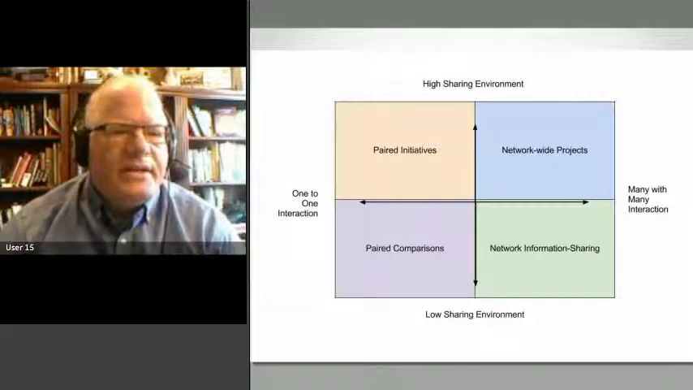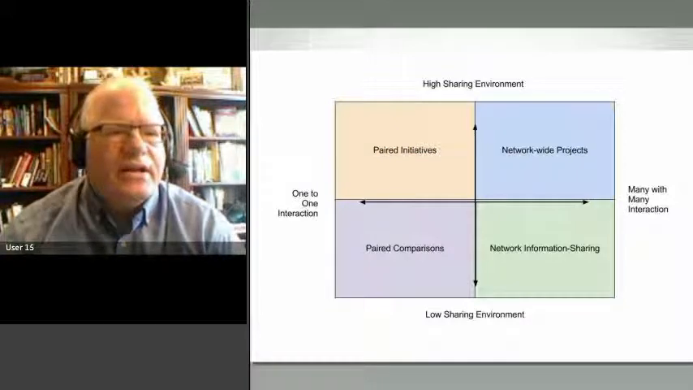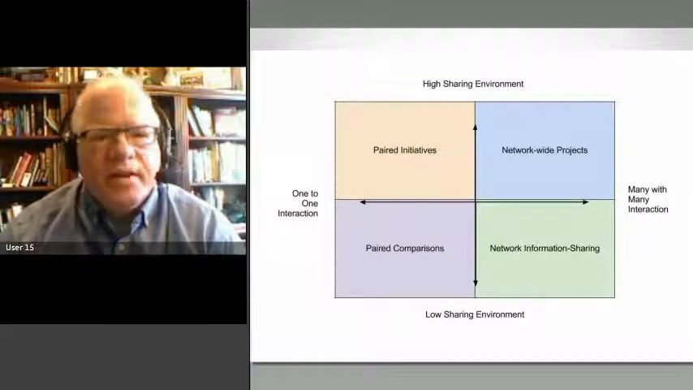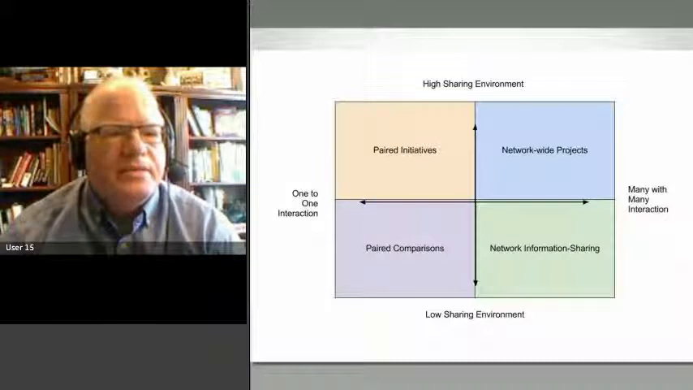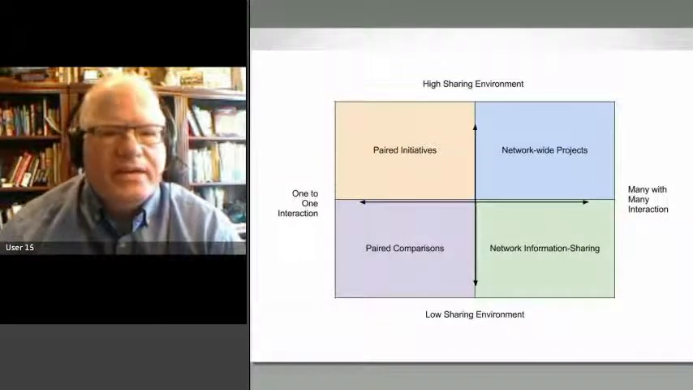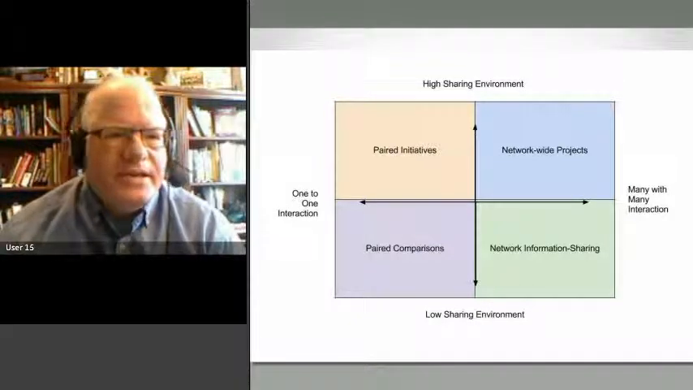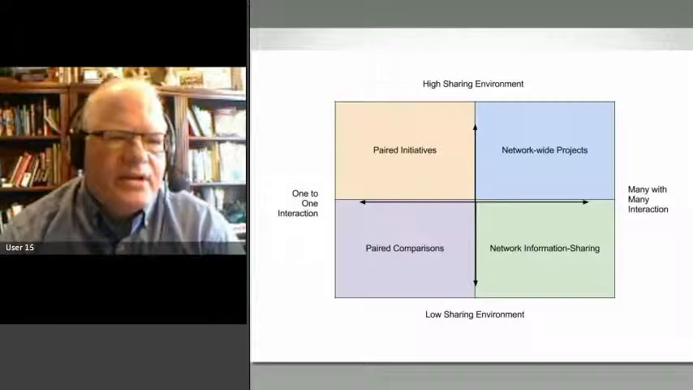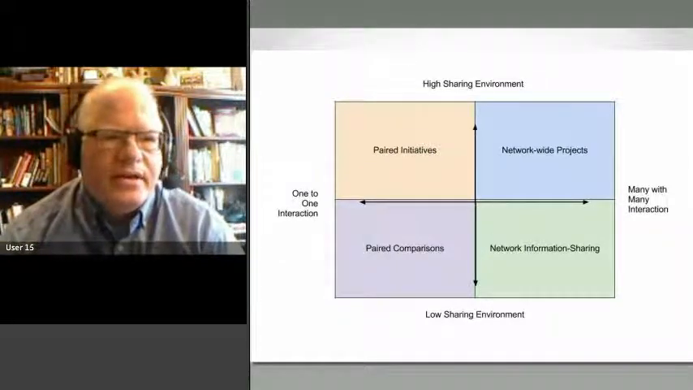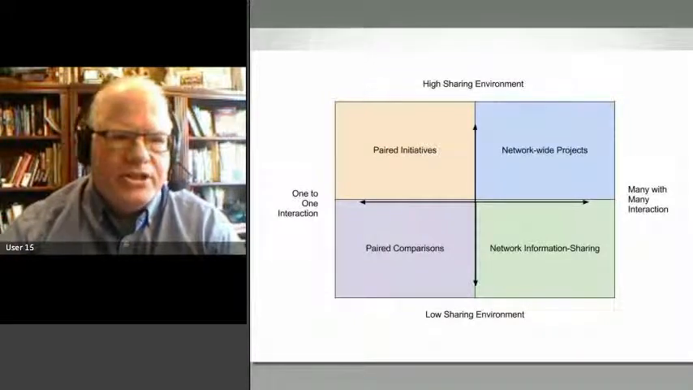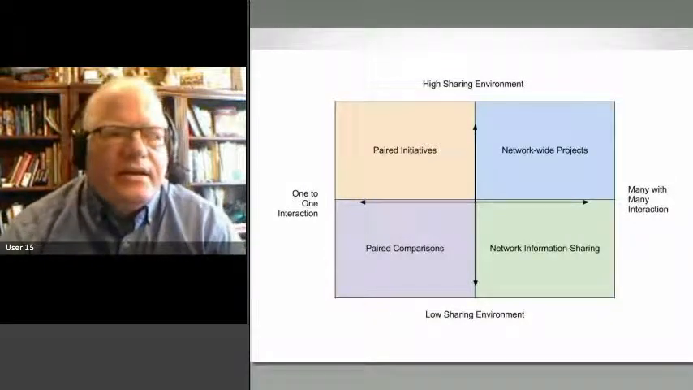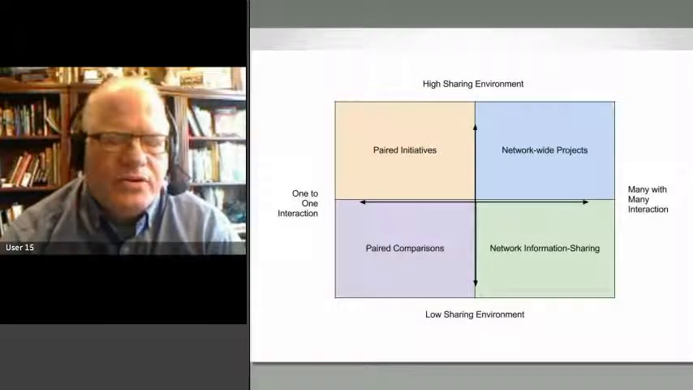This is a chart, a table that looks at a couple of factors. On the bottom is a low sharing environment, and the top is a high sharing environment. That is sharing as in connecting people. And the left is one-to-one interaction, and the right is many-to-many. So you can perhaps try to place where your network or partnership might be in this. If it's toward the left, it's more toward enabling one-to-one interaction. With a low sharing level, they're getting together and able to compare how they're doing and what they're doing. If it's a high sharing environment, the yellow, they'll be pairing. Your environment will result in them being able to pair to work on initiatives together.